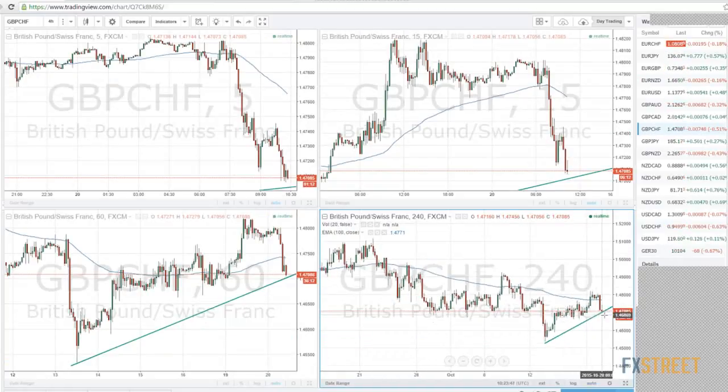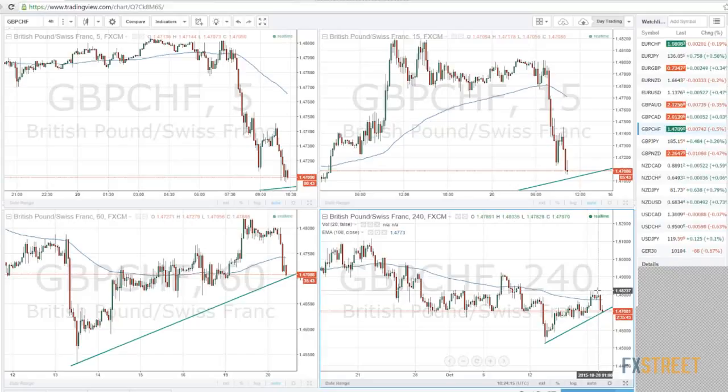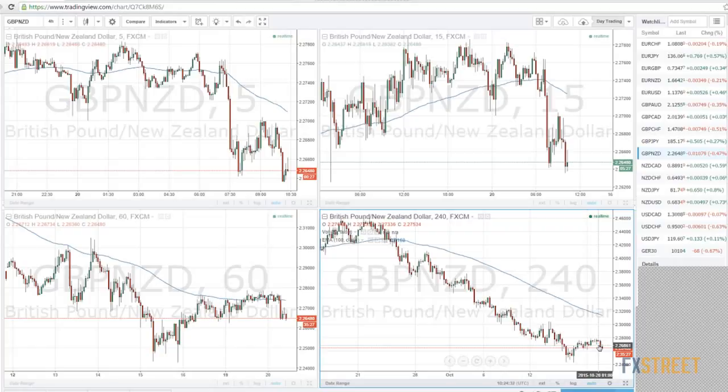So the pound franc, I'd like to see it get to 1.690. Then if we do that, 1.4823. Okay, pound New Zealand. So that's a short now, pretty much, with a stop above 2.280, 2.2810.